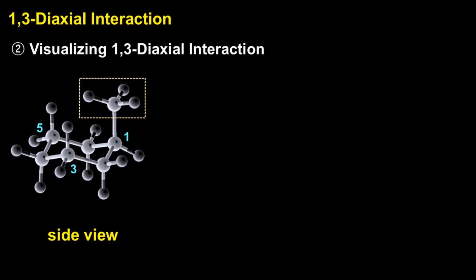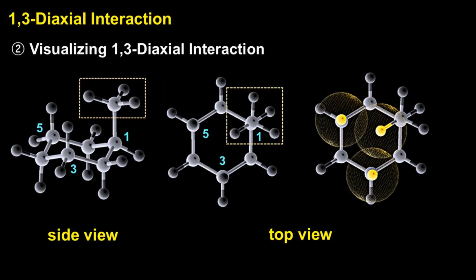In the side view, that's the leftmost image, you can see the chair conformation of methylcyclohexane with the methyl group placed axially at carbon 1. Now the key thing to notice here is that axial substituents don't just sit there quietly. They interact with other axial hydrogens on carbons 3 and 5. These are the 1,3-diaxial interactions, and they create steric hindrance, which raises the strain energy in the molecule. Now let's switch to the top view. Here, it's even clearer. You can see how the axial methyl group at carbon 1 lines up directly with the axial hydrogens on carbons 3 and 5.